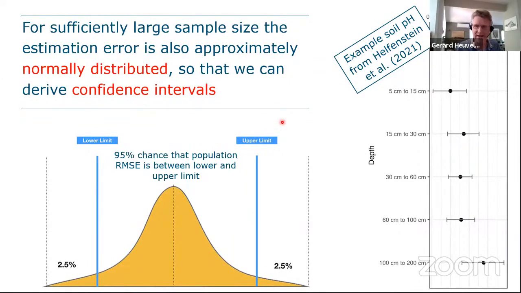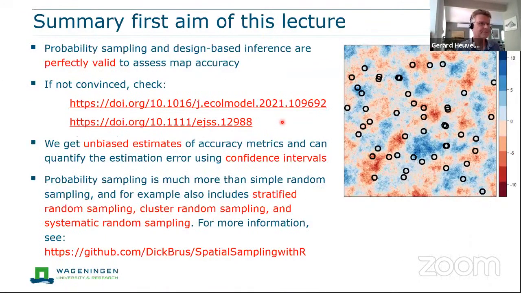So it's all quite nice, I would say. The summary of the first aim of this lecture is that we can apply probability sampling and design-based statistical inference to assess map accuracy. There's no problem with the fact that some of those points are really close to one another, because it's still a random sample from the population, being the whole map.